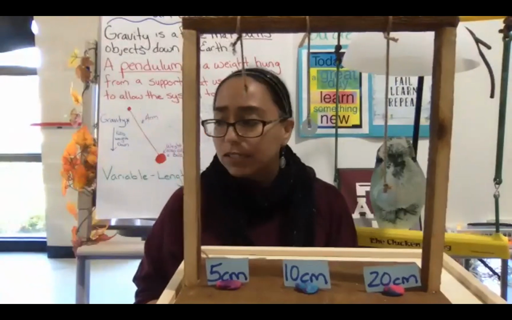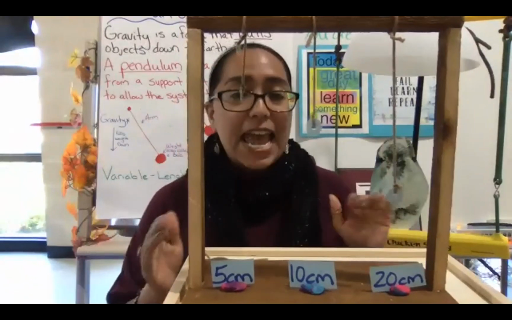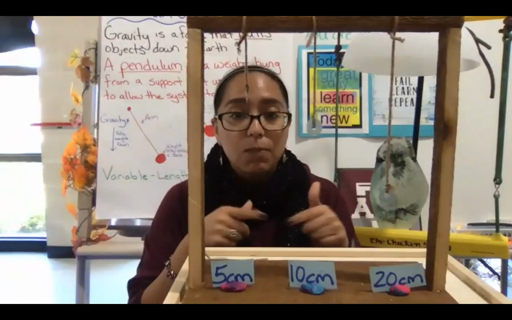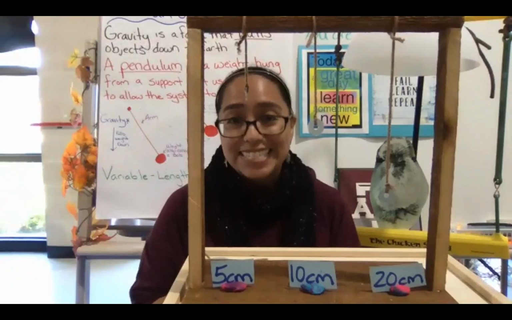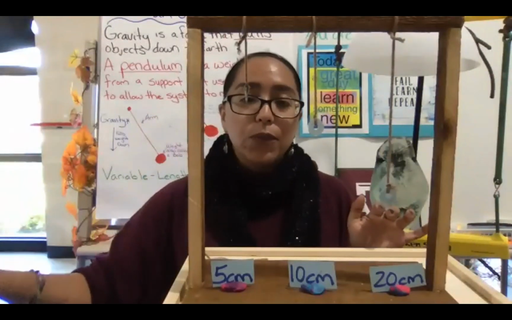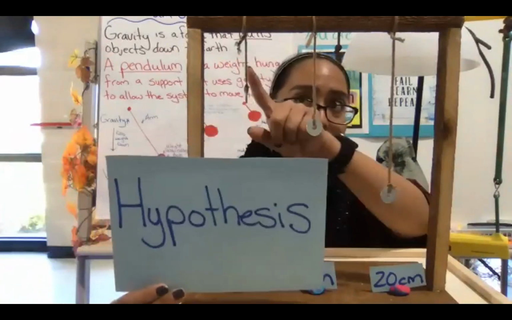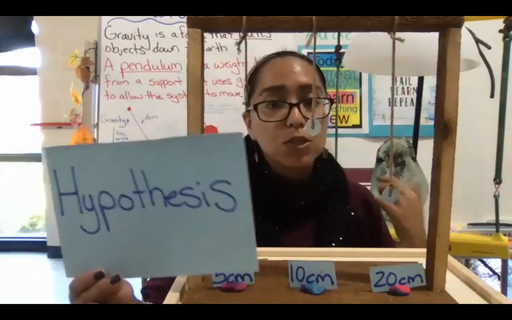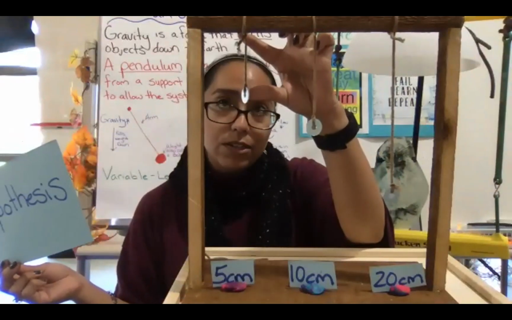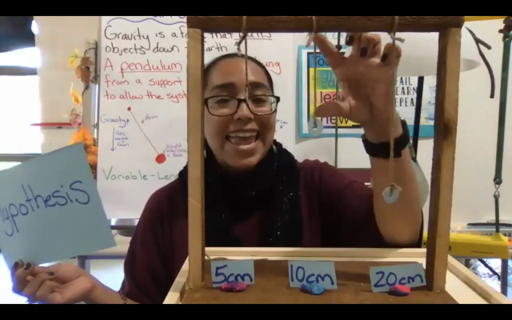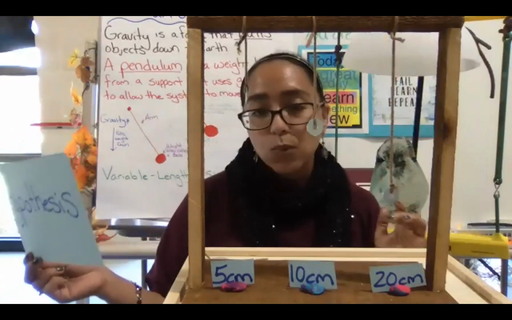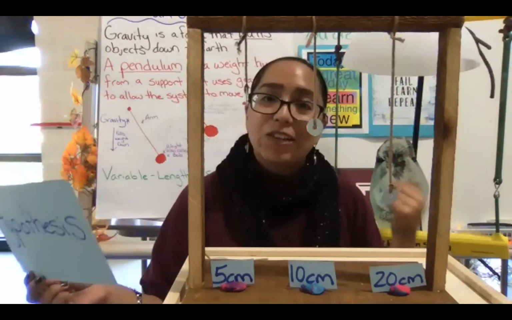So we are going to do a quick little experiment. We're going to investigate how string length affects the number of times a pendulum will swing within 15 seconds. So go ahead and make a hypothesis. What do you think is going to happen? So what string length will have the most swings in 15 seconds? Is it the short 5 centimeter string, the middle 10 centimeter string, or the long 20 centimeter string? So which one will have the most swings in 15 seconds?